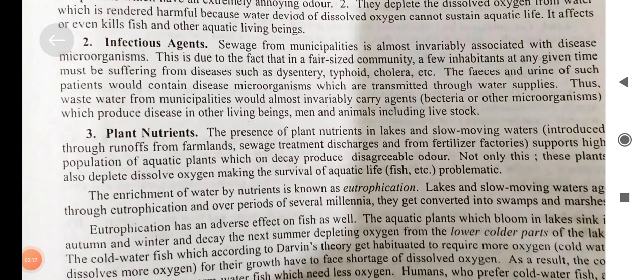Second, infectious agents. Sewage from municipalities is almost invariably associated with disease microorganisms. This is due to the fact that in a fair sized community, a few inhabitants at any given time must be suffering from diseases such as dysentery, typhoid, etc. The feces and urine of such patients would contain disease microorganisms which are transmitted through water supplies. Thus, wastewater from municipalities would almost invariably carry bacteria or other microorganisms which produce disease in other living beings, men and animals, including livestock.